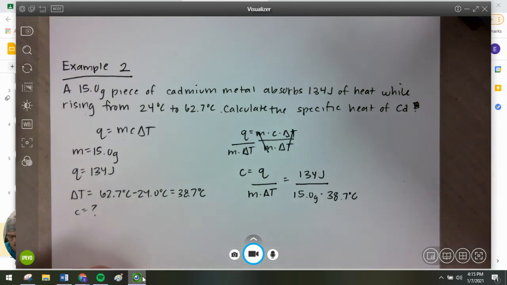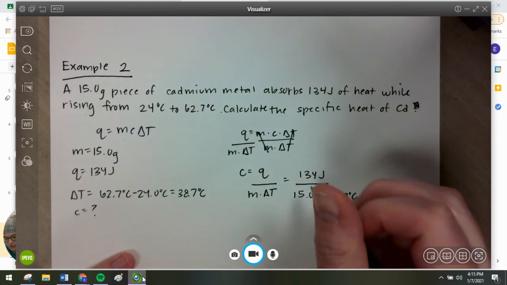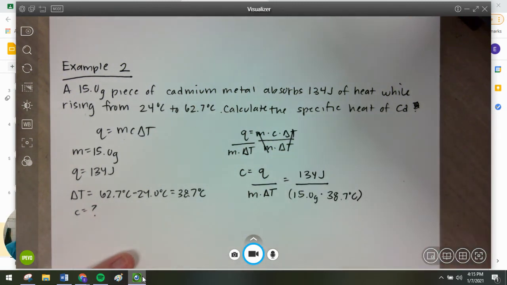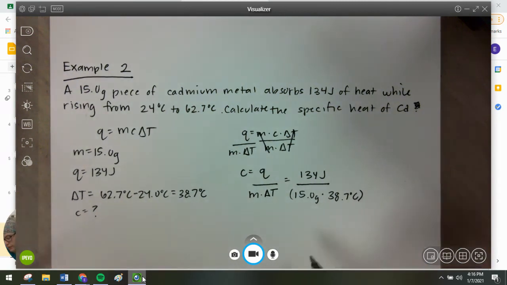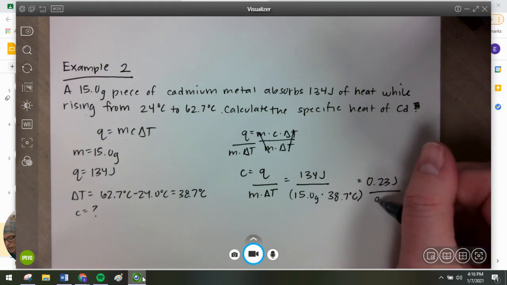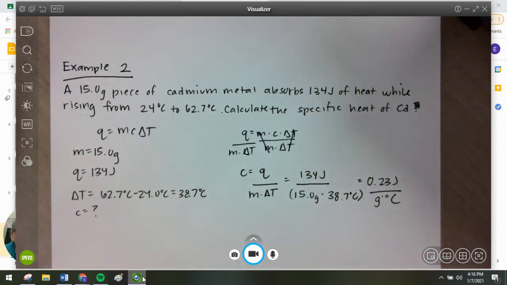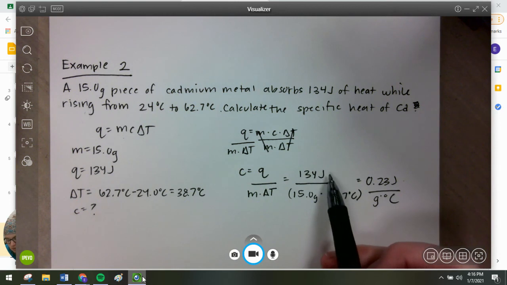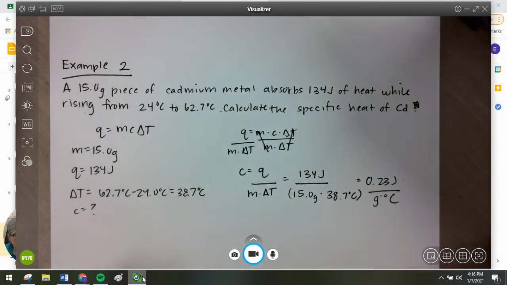Okay, so when you type this into your calculator, you need to be careful because these two things here need to go in parentheses as you put them in, because otherwise your order of operations can get messed up and it's not great. So 134 joules divided by 15 times 38.7. And that's going to come out to be 0.23 joules per gram degree Celsius. And if you remember, the units on our specific heat are joules over grams degree Celsius. So none of these cancel out because this is the unit we want here.